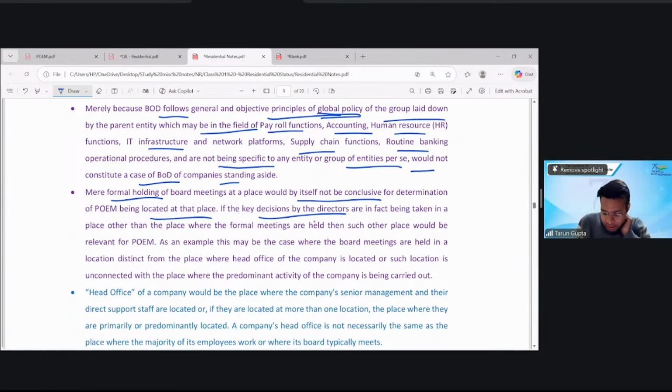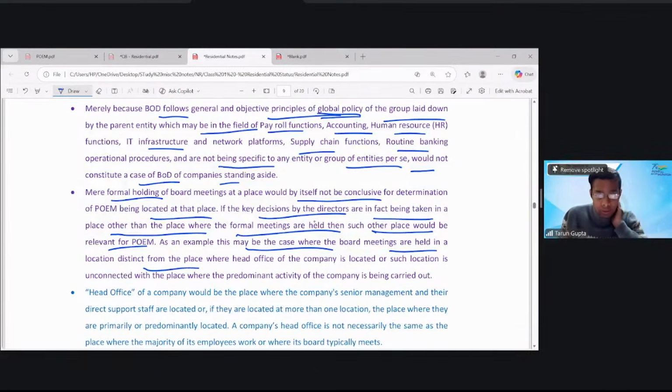If key decisions by the directors are in fact being taken in a place other than the place where formal meetings are held, then such other place would be relevant for POEM. As an example, this may be the case where the board meetings are held in a location distinct from the place where the head office of the company is located. See, where the head office is located is very important to determine the POEM. Generally, the key management decisions are taken in the head office. Head office means the principal place of business of the company, which the company says to the public is its principal place of business. So the location of the head office is generally very important unless proved otherwise.